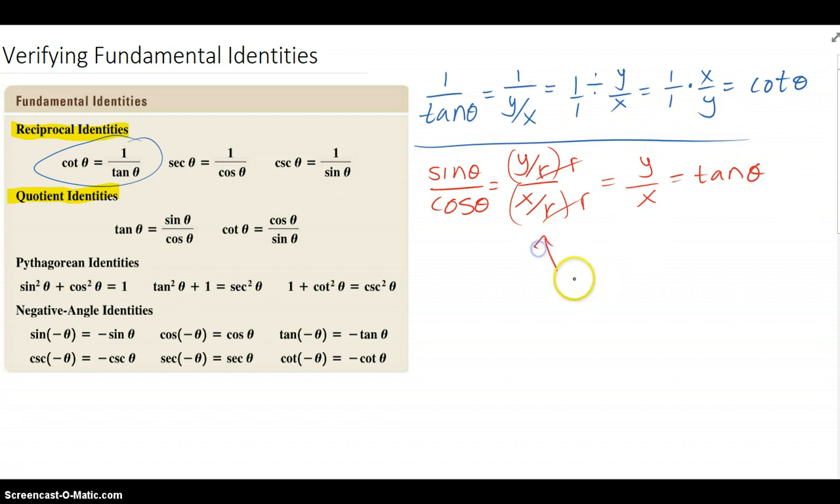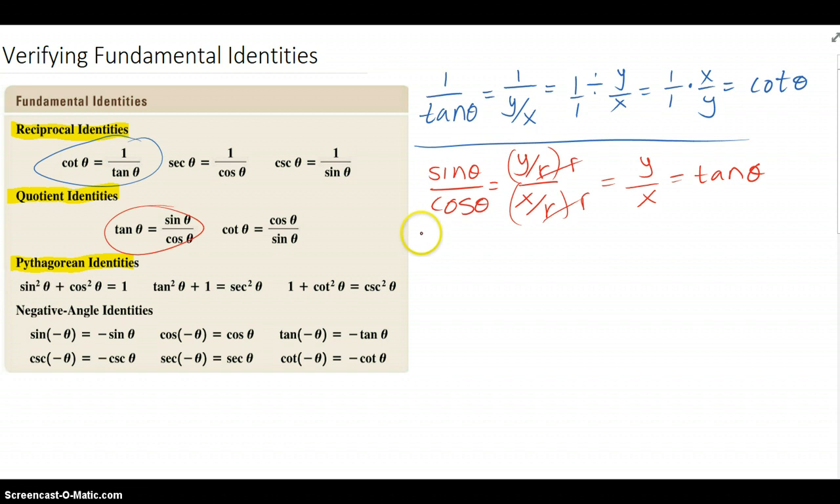By the way, you could have also done it this way: y over r divided by x over r, which equals y over r times r over x, and the r's would cancel as well. So we could have done it the way we did the first one. Erasing that scratch, let's go to the final Pythagorean. Oh, and by the way, I should circle that. I proved that one.